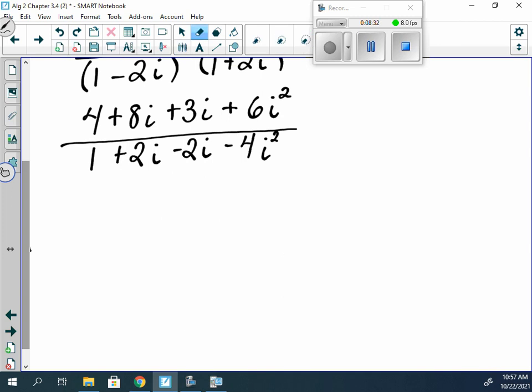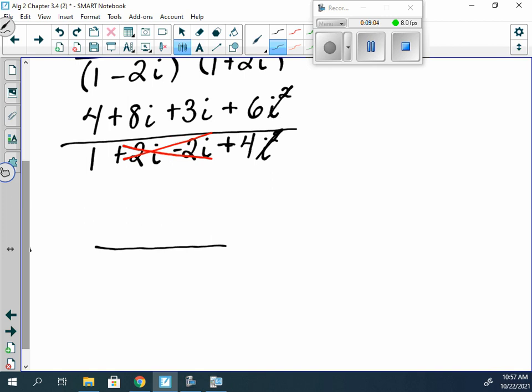Any questions on this so far? Well, in the denominator, 2i minus 2i is 0. What did we say i squared was? Negative 1, yes? So really, this i squared cancels out and just makes this plus 4.